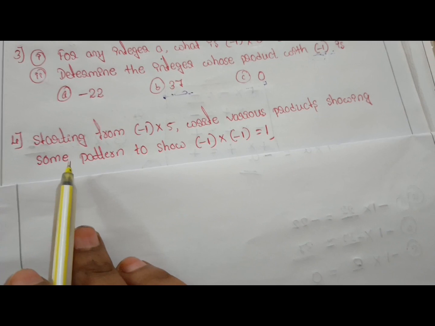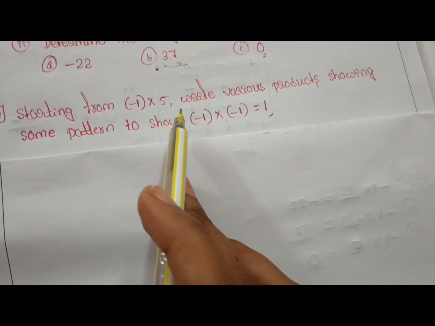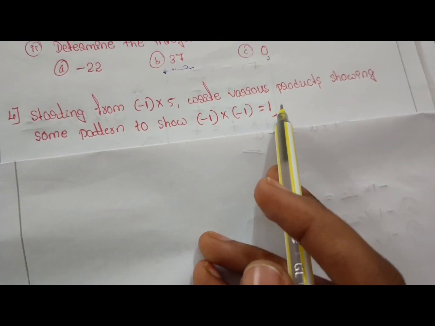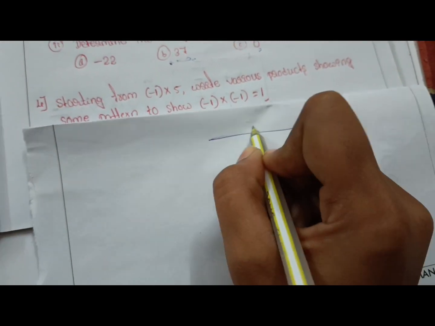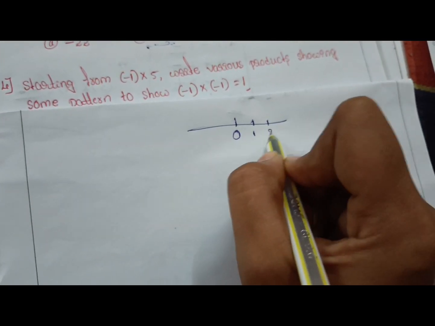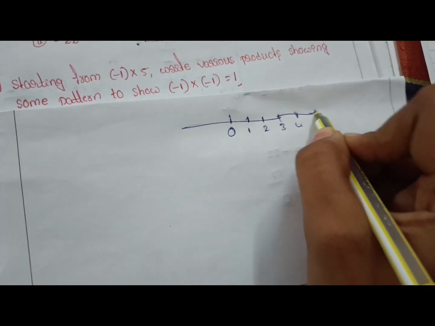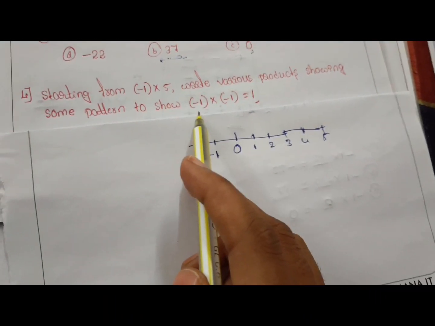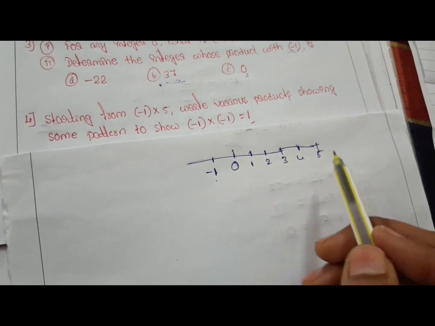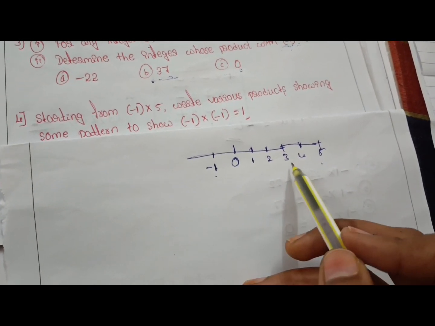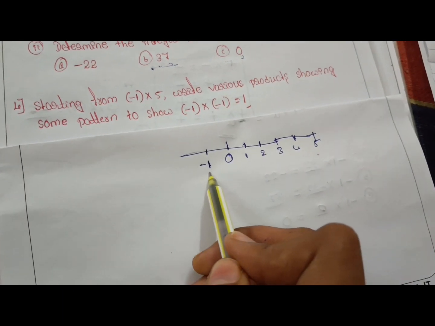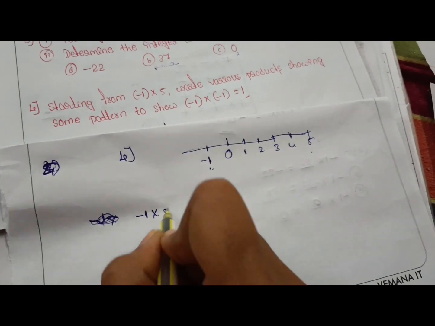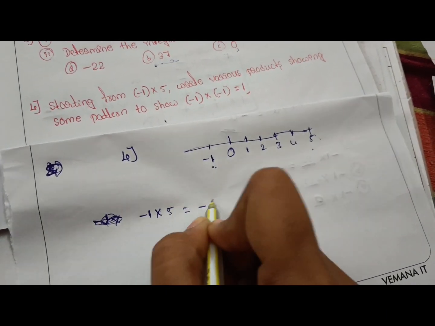The last question, fourth question. Starting from minus 1 into 5, write various products showing some pattern to show minus 1 into minus 1 is equal to 1. So, see this number line: 0, 1, 2, 3, 4, 5. To get this pattern, we have to multiply minus 1 into 5, minus 1 into 4, minus 1 into 3. Like this, we have to multiply till minus 1 into minus 1. So, minus 1 into 5 is equal to minus 5.